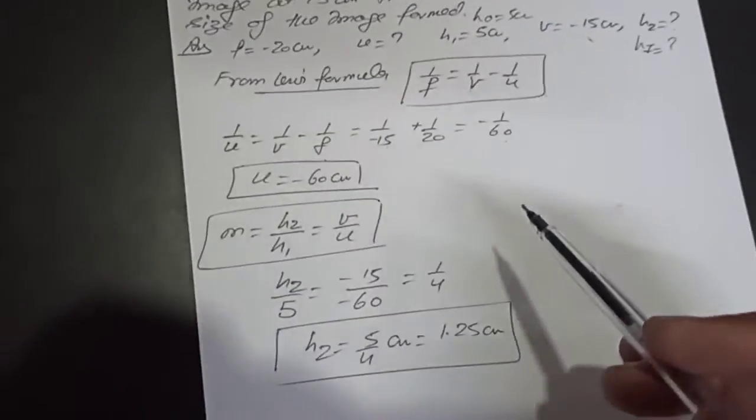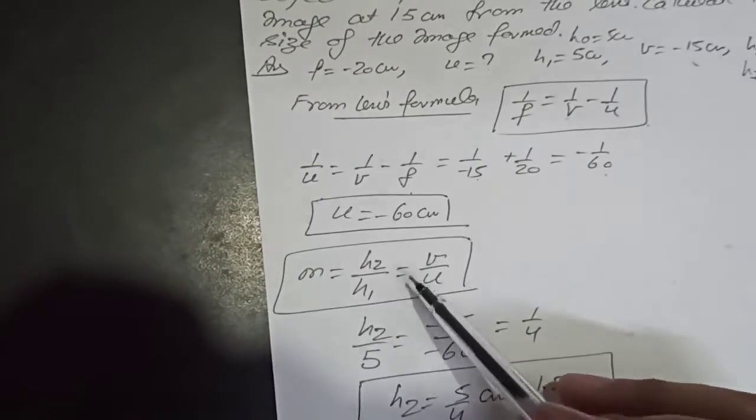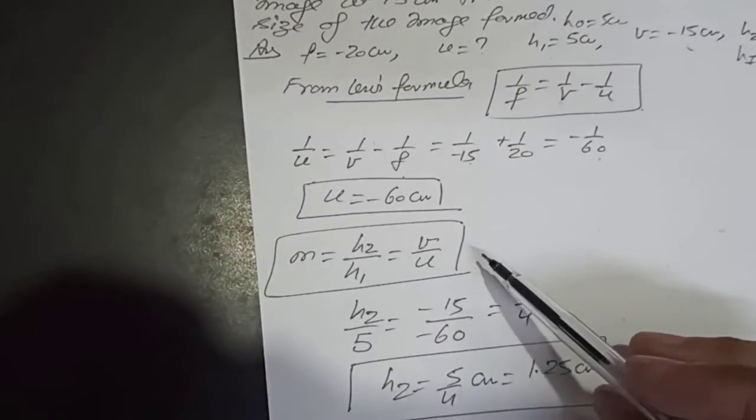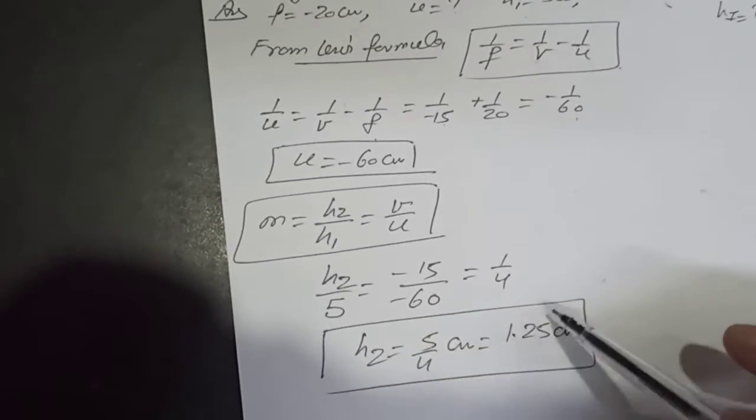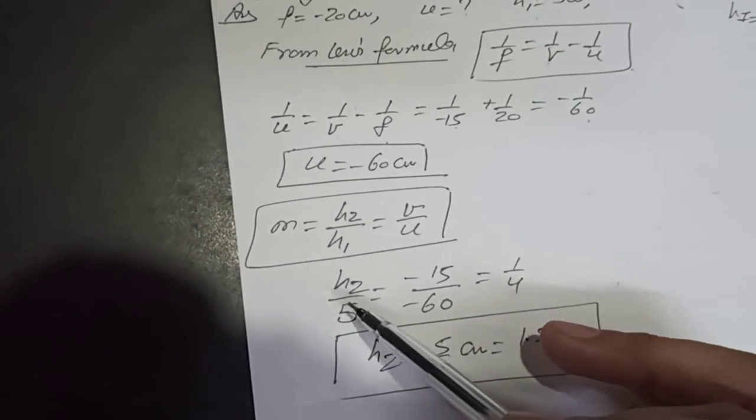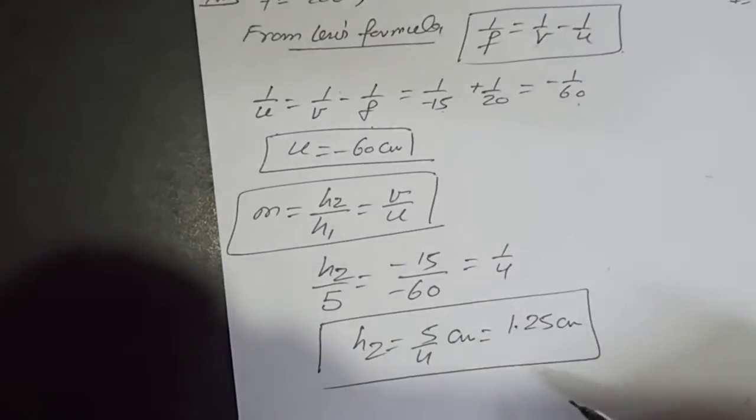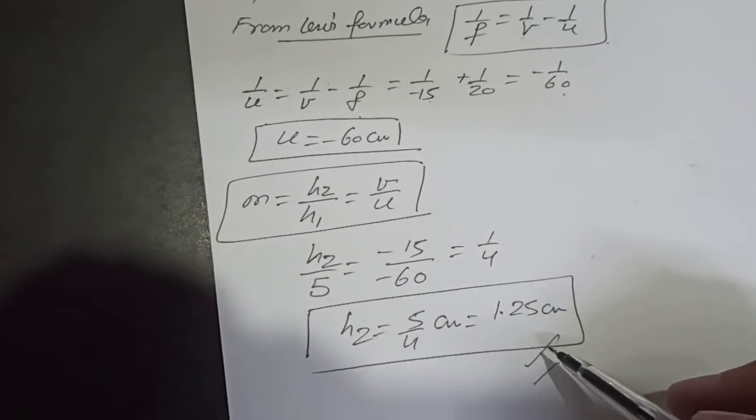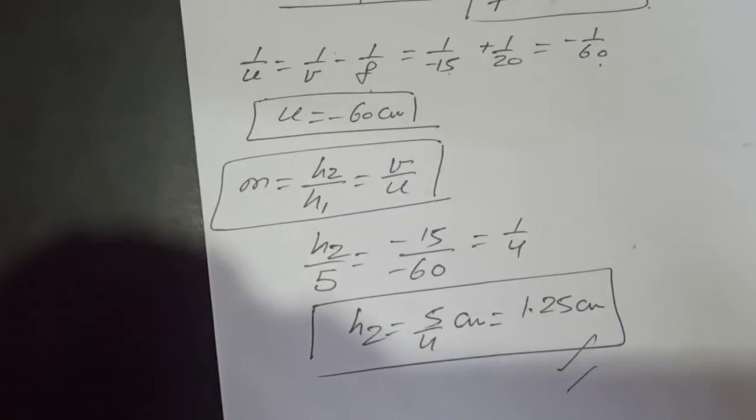at minus 15 cm. m is equal to HI upon HO, that is H2 upon H1, is equal to v by u. Again we put in the values of v, u and HO, and we calculate H2 as 1.25 cm.